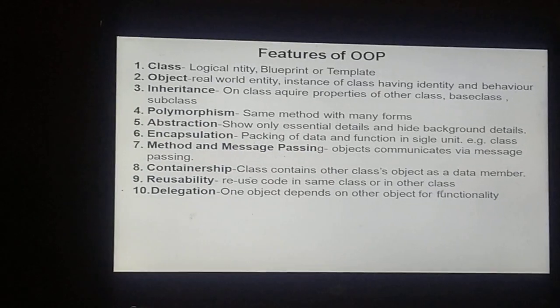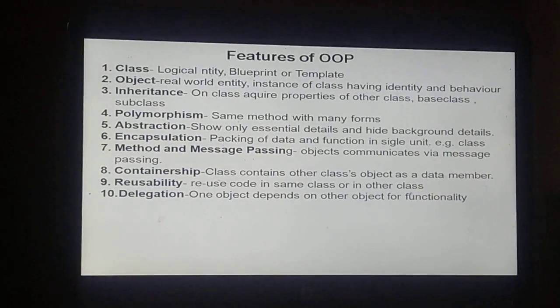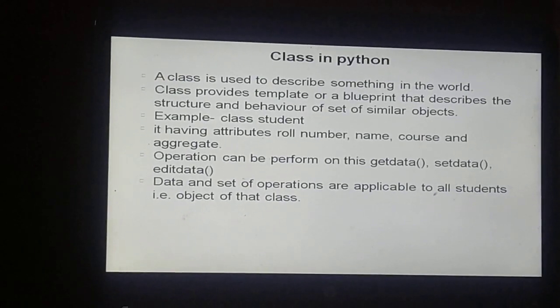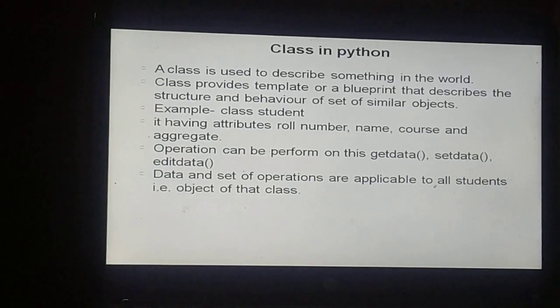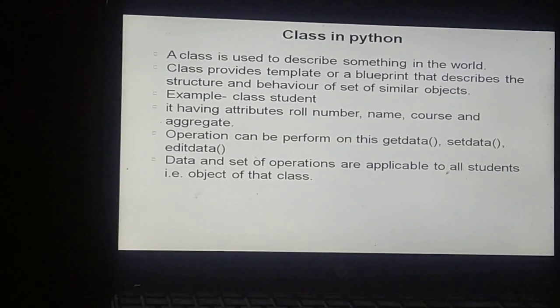So now let's discuss each feature of object oriented programming in detail. Firstly we'll discuss class. A class is used to describe something in the world. A class is a collection of similar type of objects. A class is a blueprint for the object.